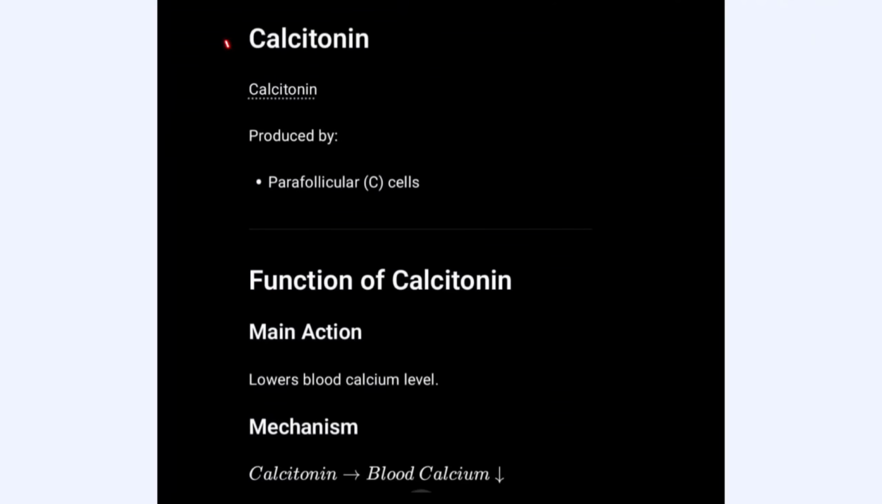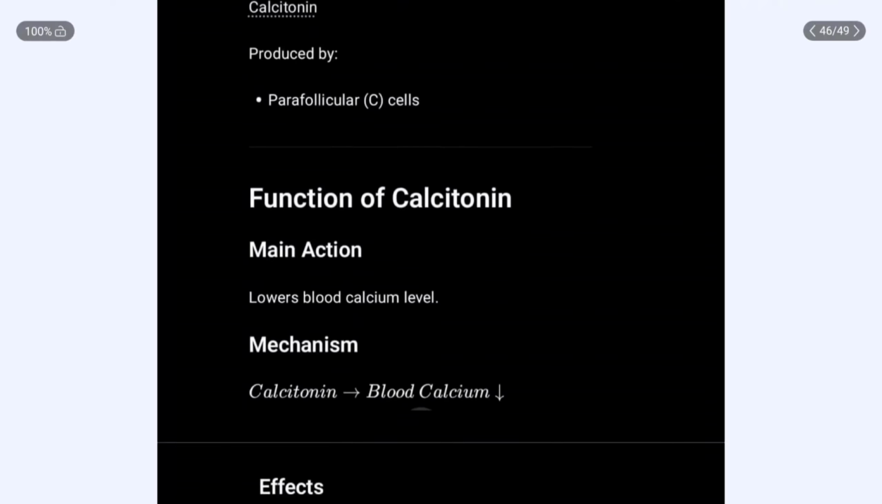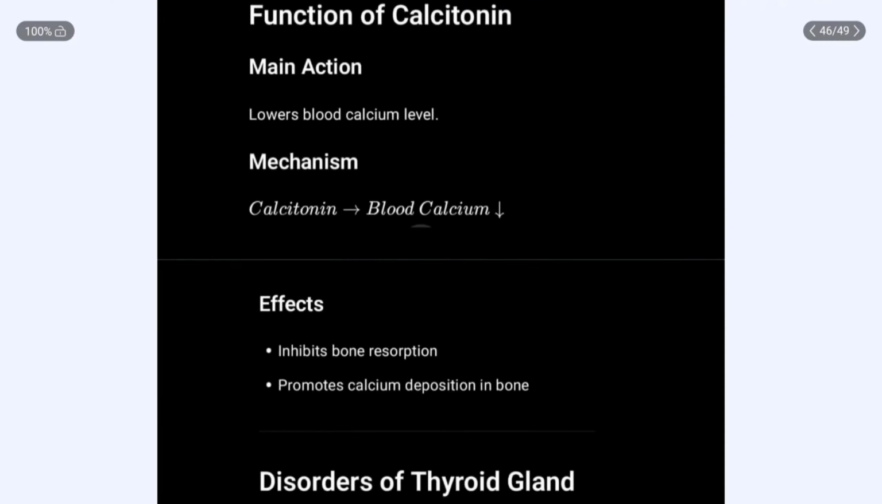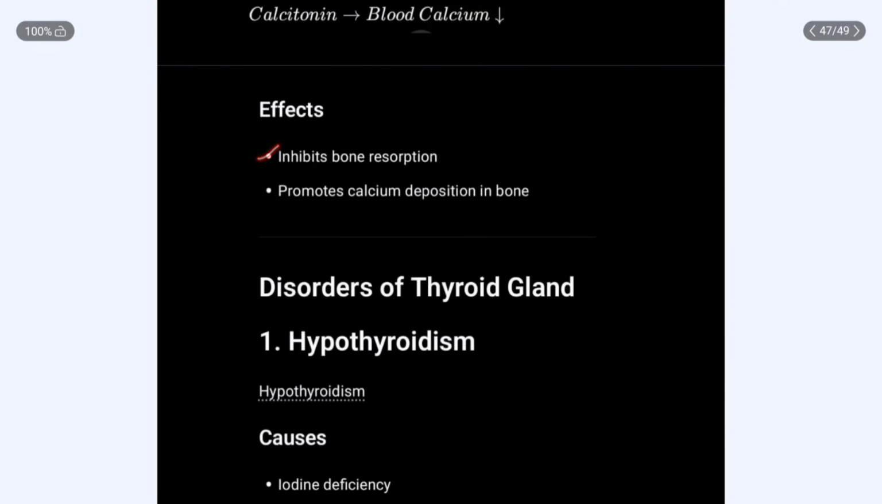Now, let's see calcitonin hormone. It is produced by parafollicular cells, which are also called C cells. Function of calcitonin. Main action is lowering blood calcium level. It inhibits bone resorption and promotes calcium deposition in bone.